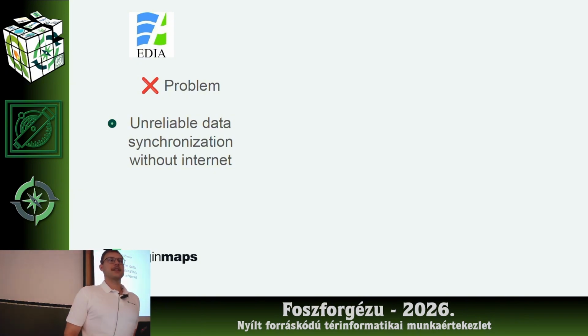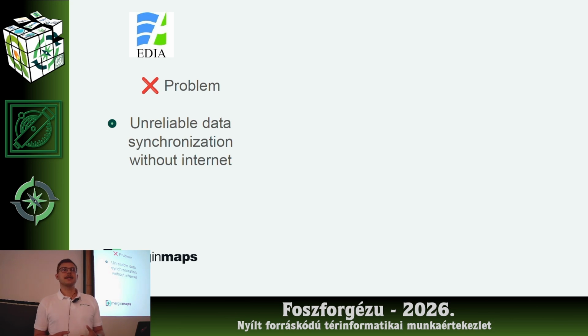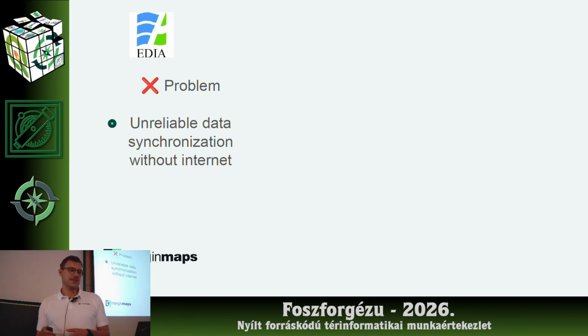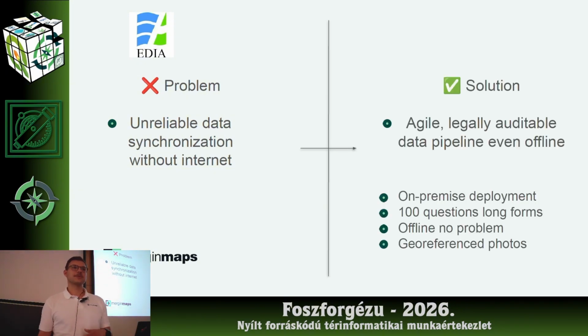The problem was that their current setup was not reliable offline. As a lot of the farms and industries were in remote areas, they couldn't get surveyed data synchronized properly when they were losing internet back and forth. So, as you probably can imagine, since I'm talking about them, they chose QGIS and Mergin maps.